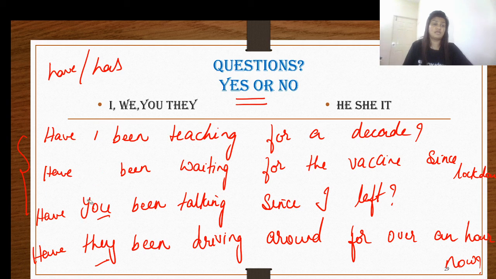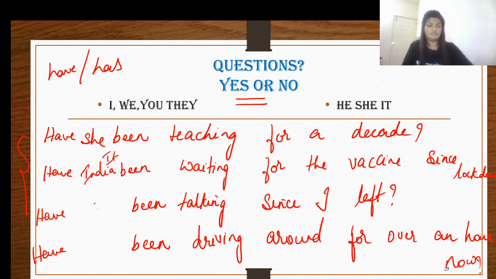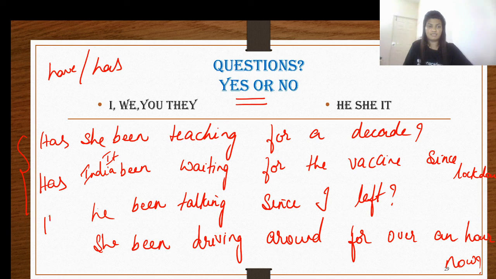Supposing the subjects had been he, she, or it, it would have changed. Let us take India here, or it could also be it. And here let us take he, and let us take she. Because the subjects are third person singular, you do not use have, but you use has. Has she been teaching for a decade?